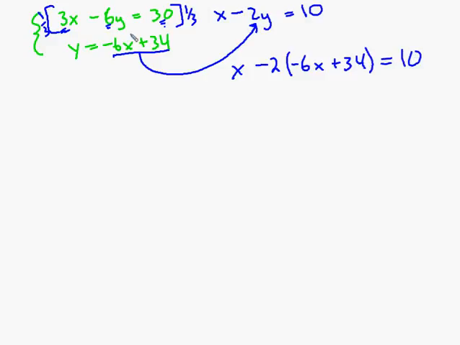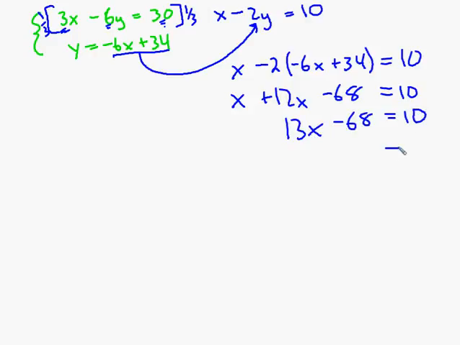Or let me put it this way. If we don't do that, we get larger numbers, which isn't bad. Now here, I can't do that. I couldn't divide those by 2 because then this y would have a divide 2 on it. It wouldn't cancel, so I don't want to do that. So I distribute that negative 2. I'll get a positive 12x, and then a minus 68 equals 10. I'll combine my like terms, so I get 13. I'll add the 68, so I get 78 on the right.